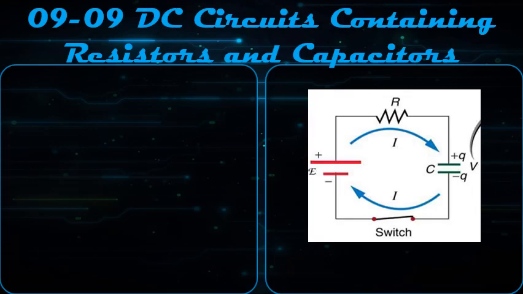Lesson 9-9, DC circuits containing resistors and capacitors. This is a capacitor. A capacitor is essentially just two pieces of metal separated by a space in between. And what a capacitor does is it stores charge.